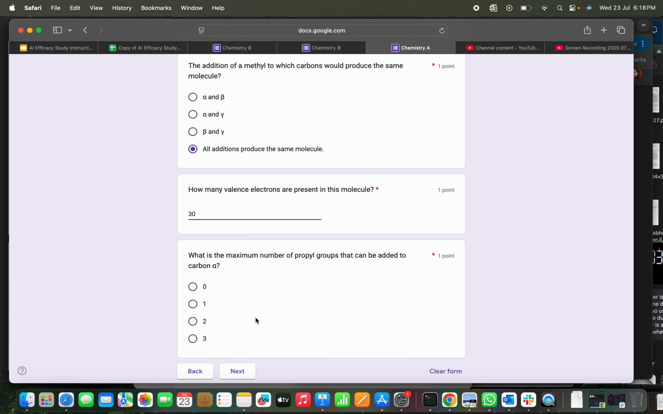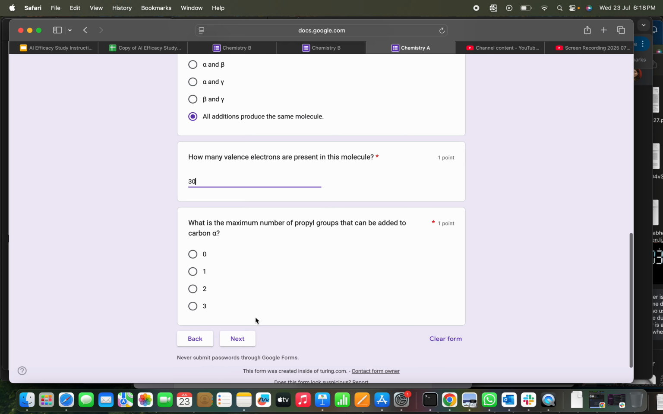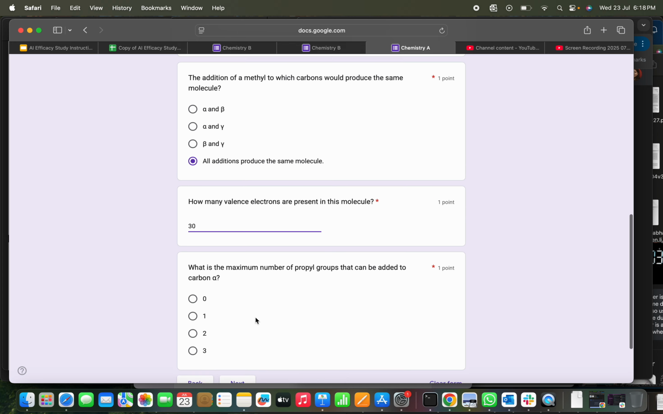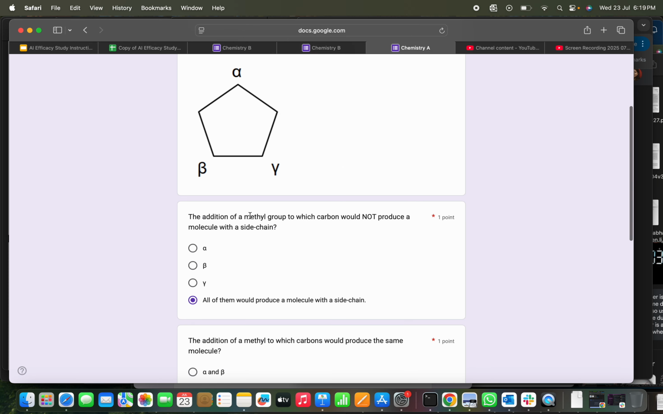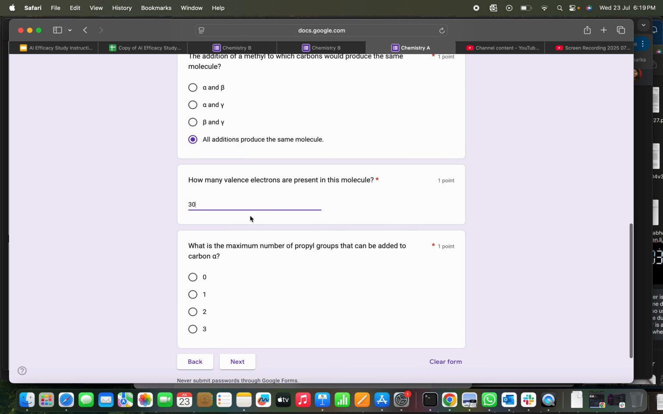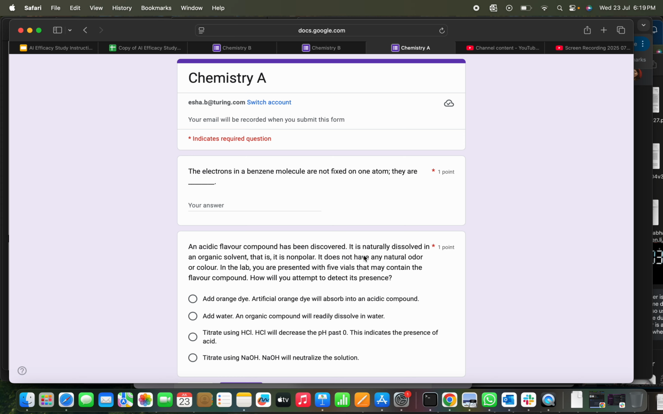What is the maximum number of propyl meth prop? C3H5 can be added to carbon alpha. If I add 1, 2, none. Meth prop has 3. So according to me, none. The electrons are not fixed, they are dispersed. What was the word? They are conjugated, they are delocalized. Yes.